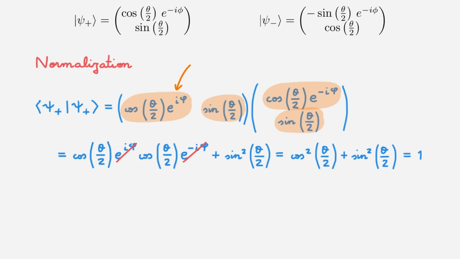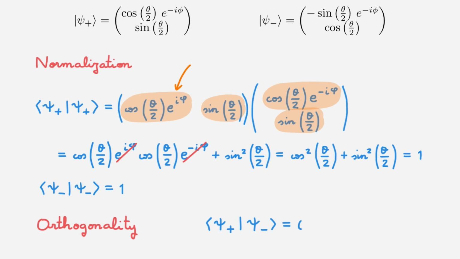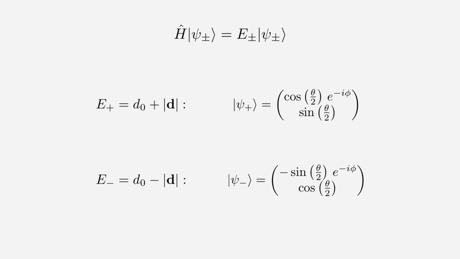I would now encourage you to repeat this same exercise to confirm that psi minus, as we wrote it, is also normalized. And spoiler, it is, but it's nice to double check. Finally, we can also check orthogonality, which amounts to checking that the overlap between psi plus and psi minus is equal to 0. To finish, we have the final expressions for the eigenvalues and eigenstates of the Hamiltonian of a two-state quantum system.